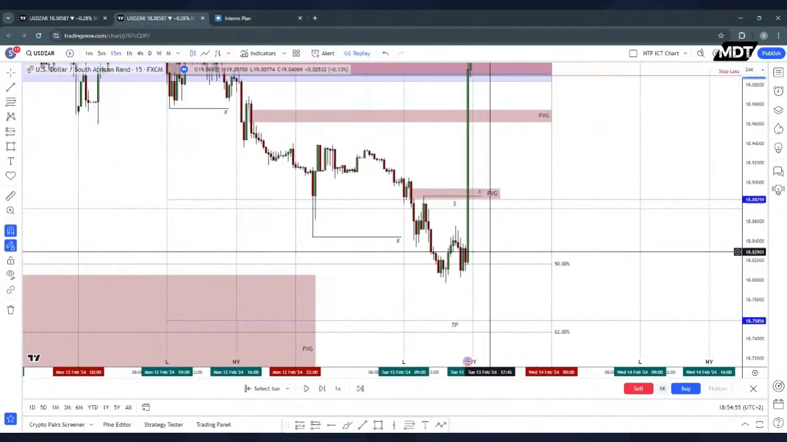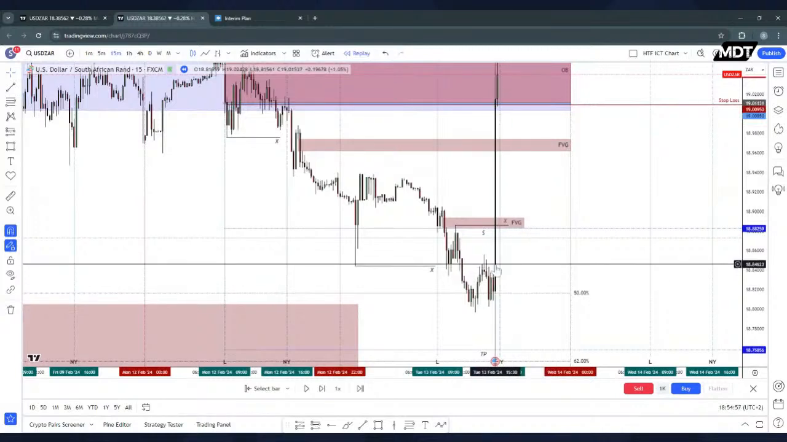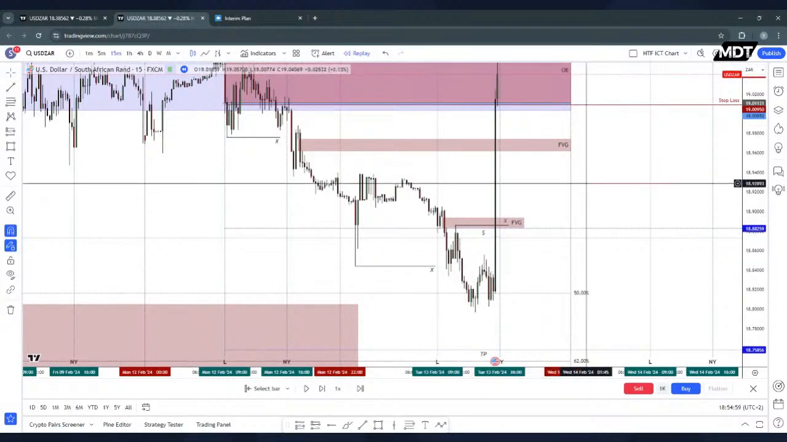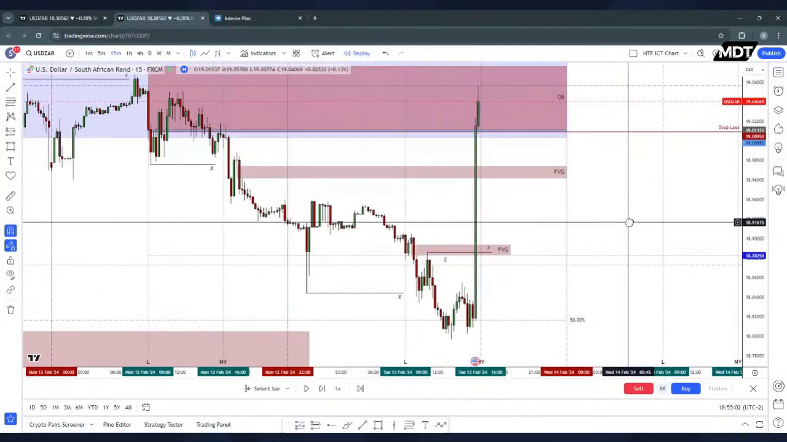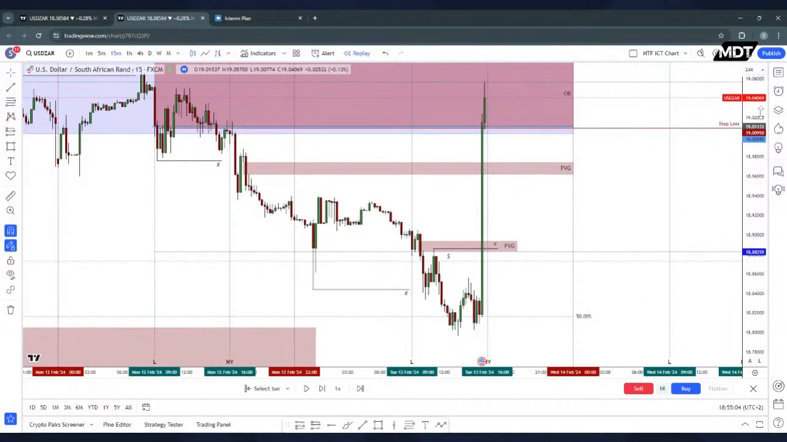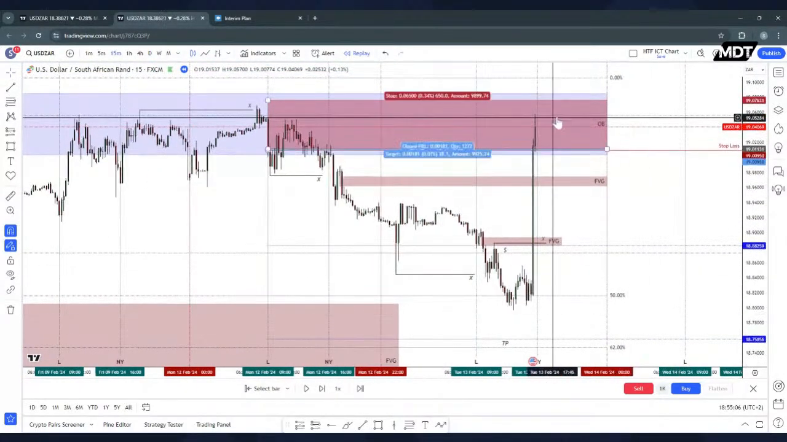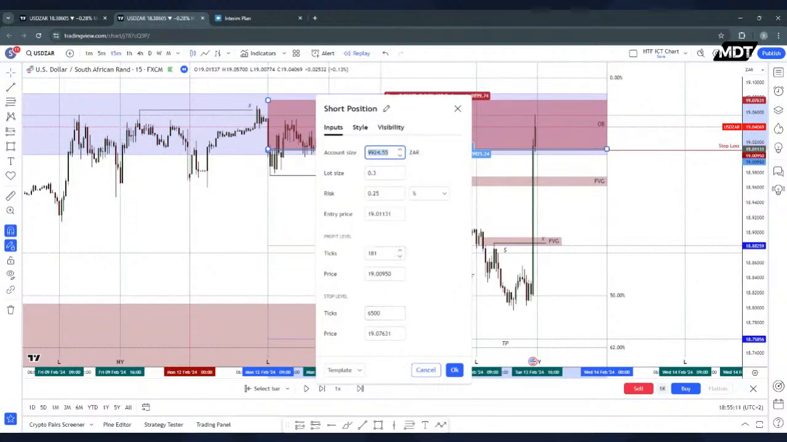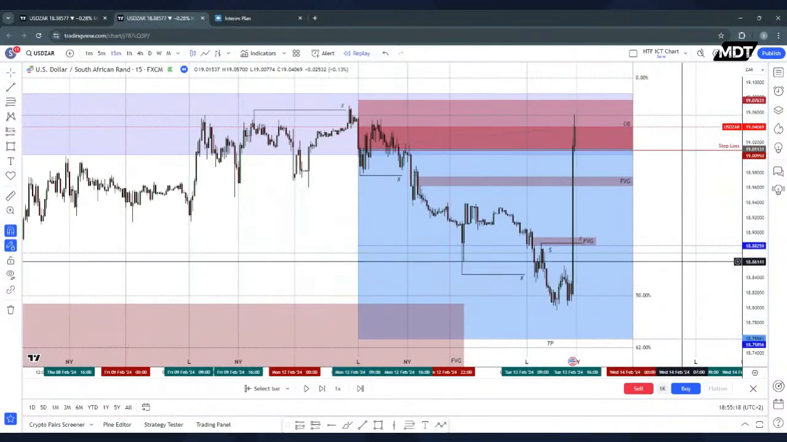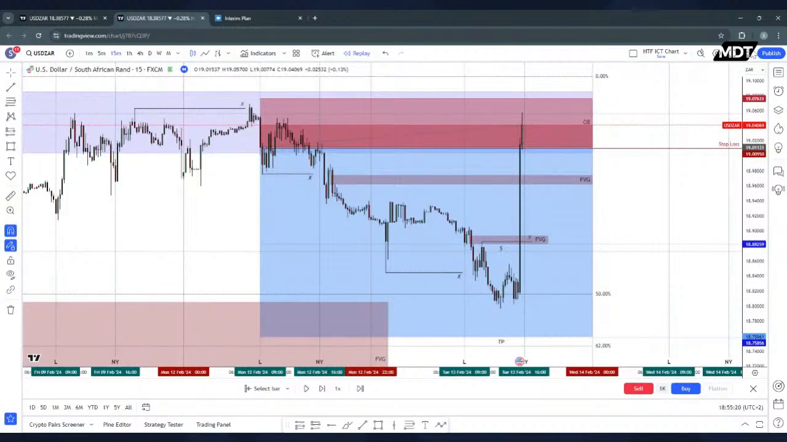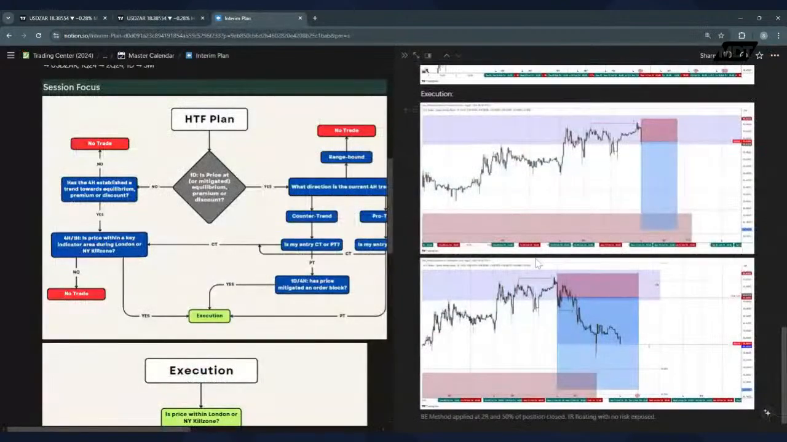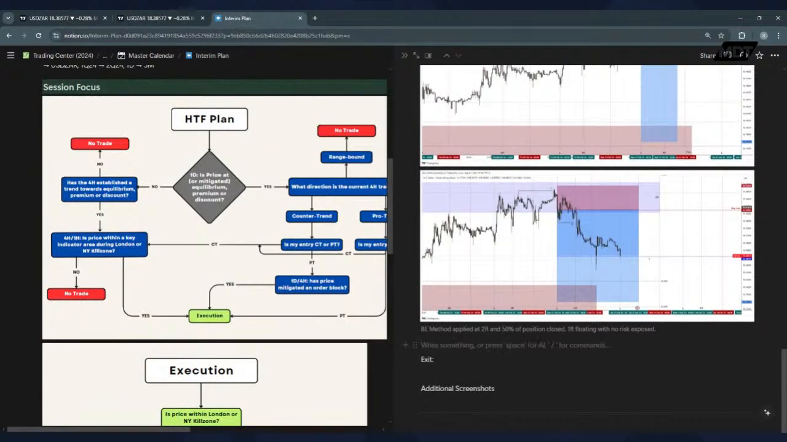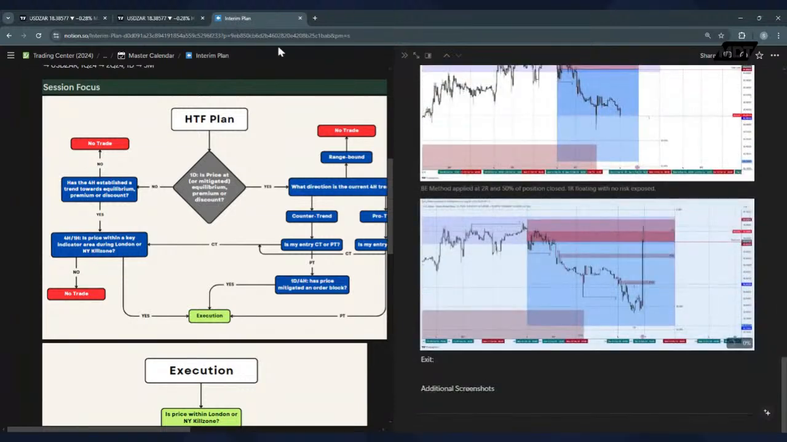Goodness. Definitely news there. So yeah, geez. In one candlestick, that is the trade done. So what I'll just do, about that.